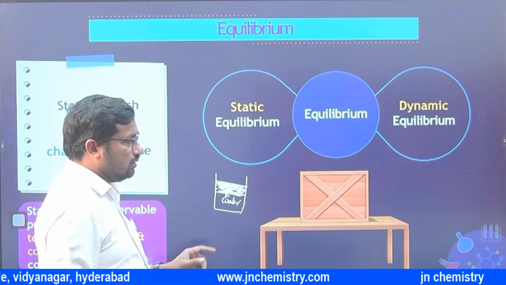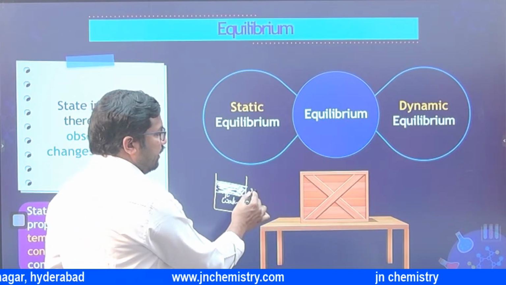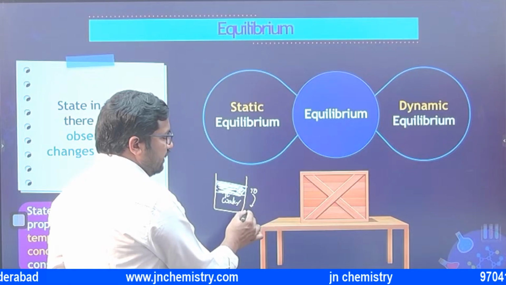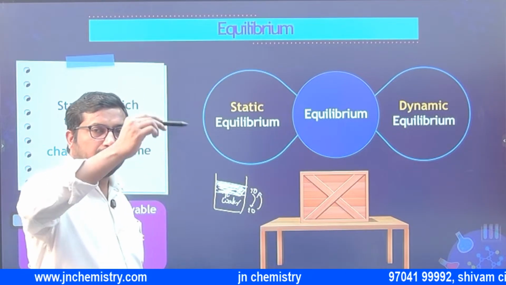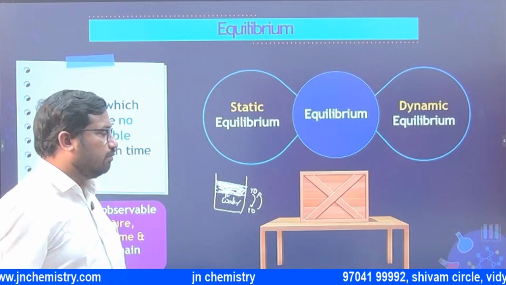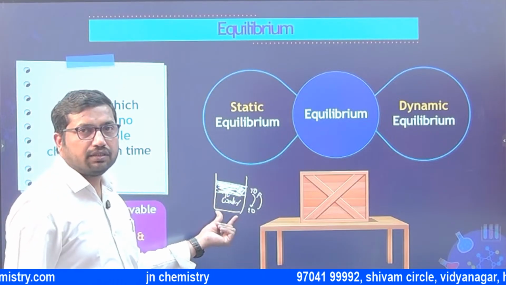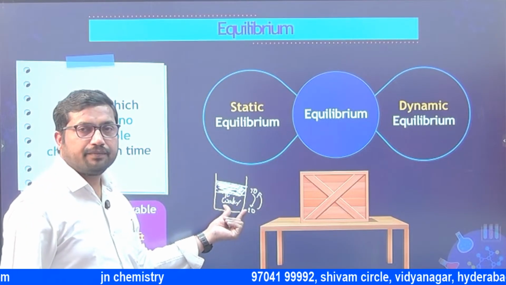So imagine, in the dynamic case, 10 water molecules are converting into liquid and at the same time 10 are converting into ice. The process keeps on taking place, but there is no change in the ice and water. What do we call this?